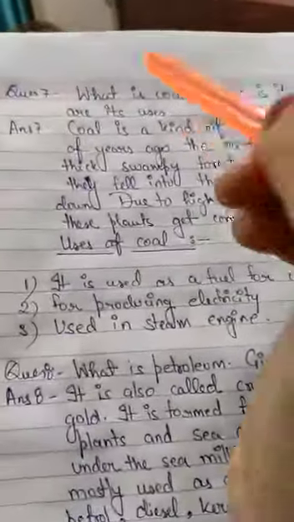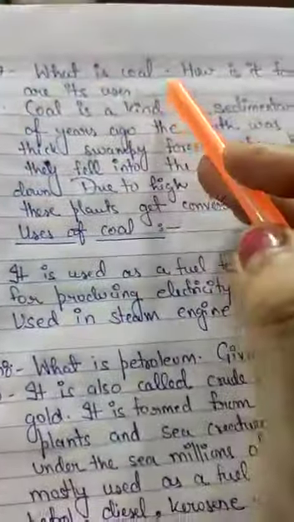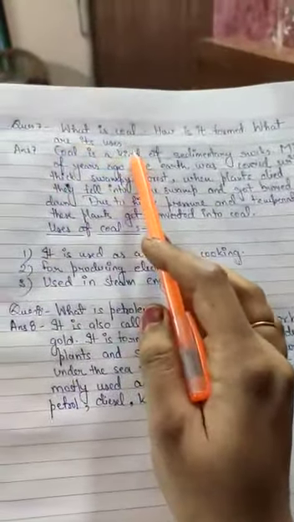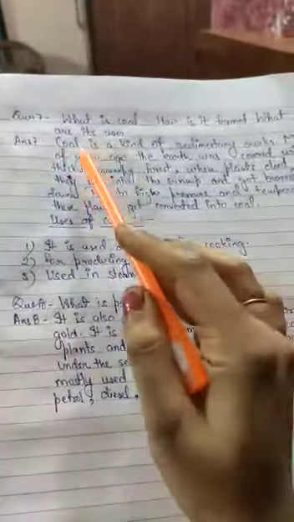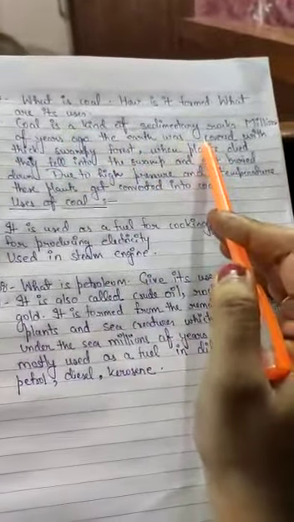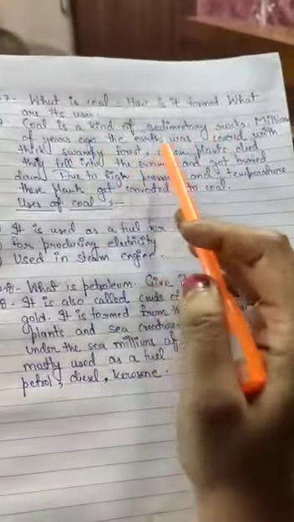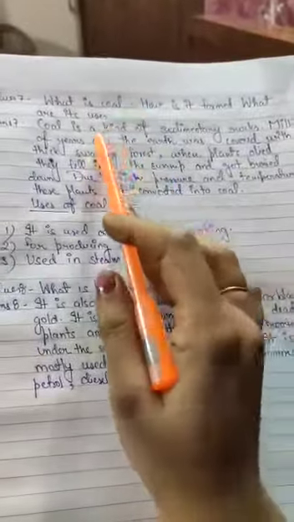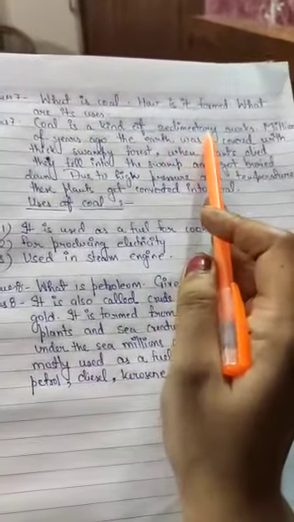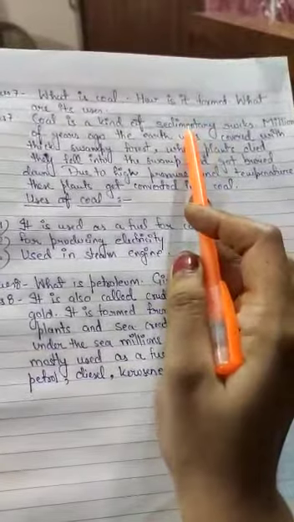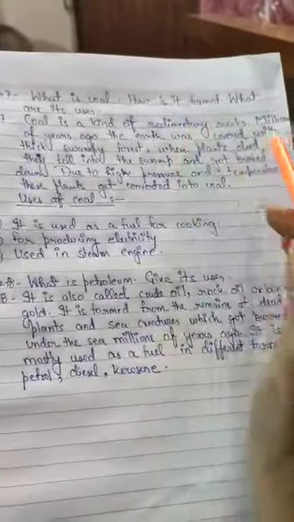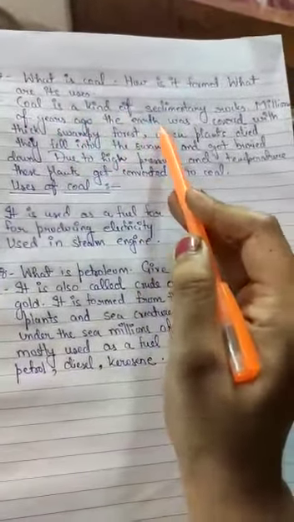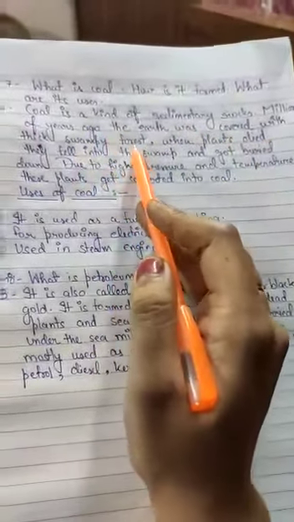Now, question number 7. What is coal? How is it formed? And what are its uses? Answer is coal is a sedimentary rock. Millions of years ago, the earth was covered with thick swampy forest. Coal is a kind of sedimentary rock, means it is formed with the help of sediments. And how were these sediments formed? Millions of years ago, means it took millions of years. Earth was covered with thick swampy forest.